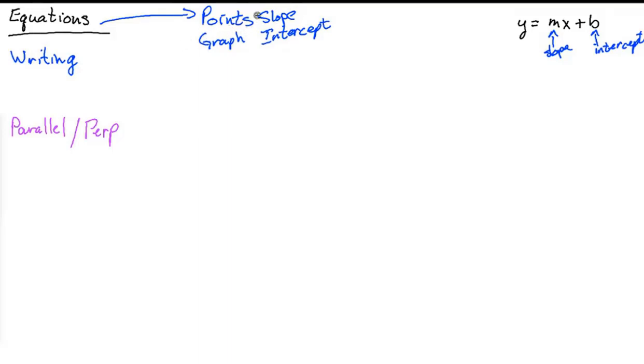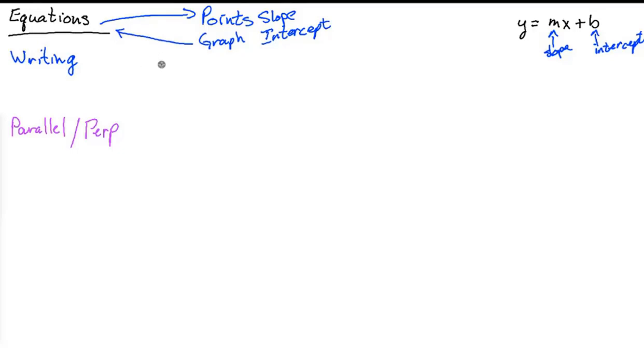So this whole section on writing equations of lines is to take various characteristics, maybe the graph, maybe an intercept, maybe some slope or points. Once you see a line, can you go backwards and write that equation of the line? Let's see how it works.